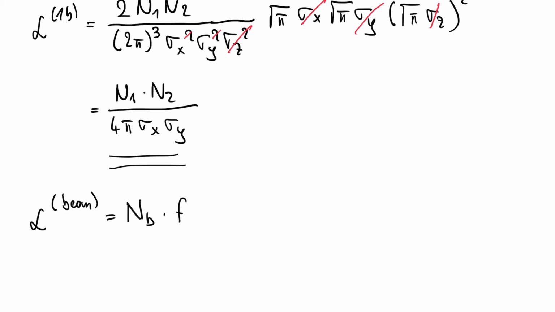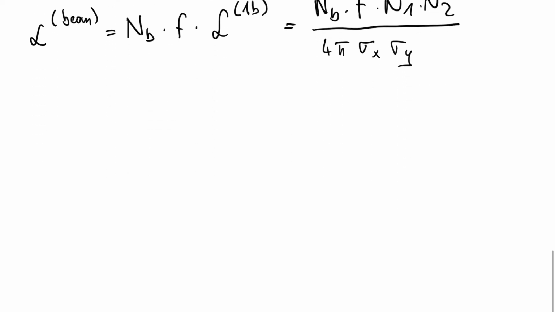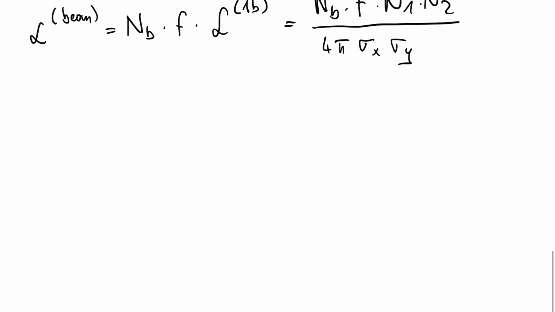The beam luminosity is the bunch number times the frequency of the bunch collisions times the bunch luminosity. Briefly, a few words on these numbers. All we have to do is multiply, and we get the beam luminosity.